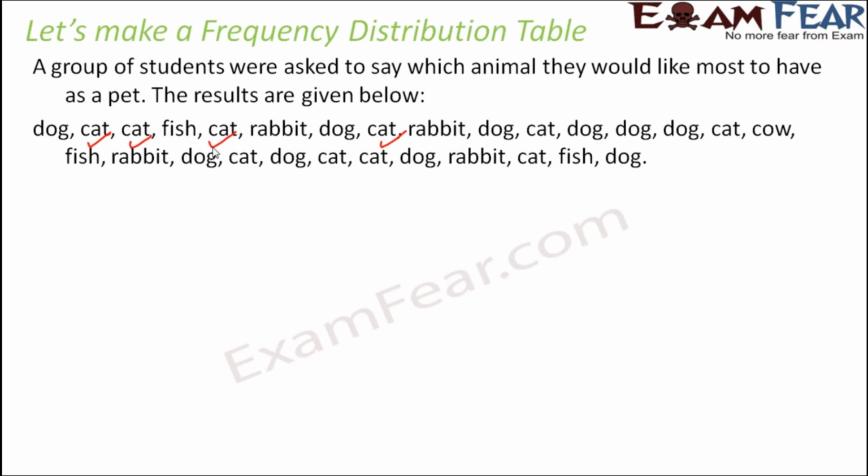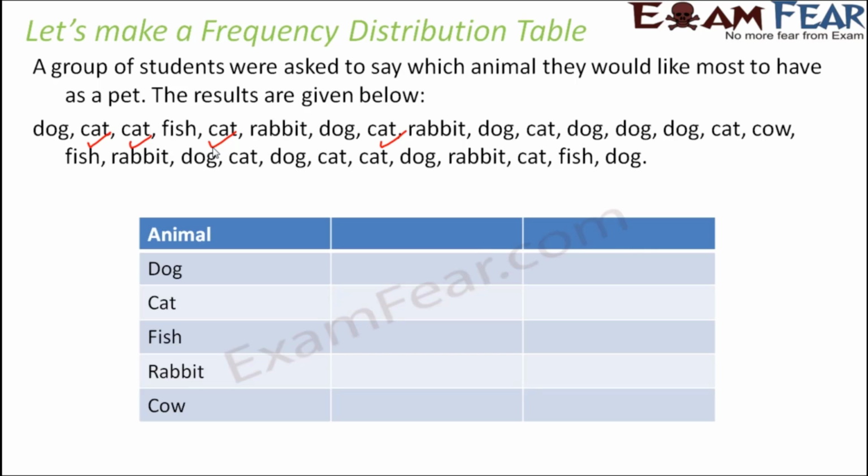So let us first make a list of all the unique entries. What are the various options that are being chosen by the students? Let us list down the name of all those animals. So dog, cat, fish, rabbit and cow. These are the animals that we see in this entire set of data. There is nothing else other than these animals.